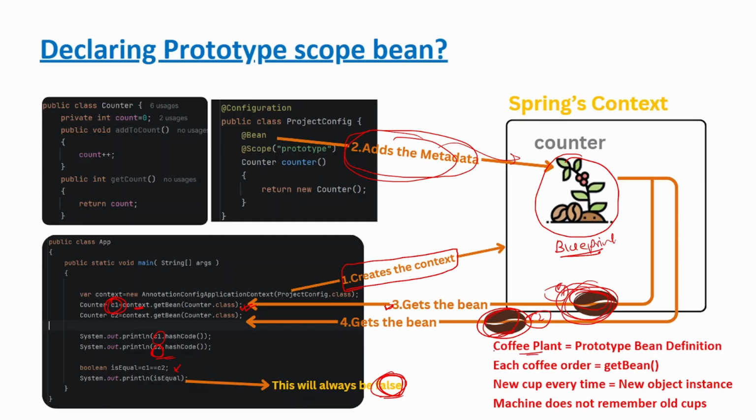So this coffee plant is like the bean metadata or blueprint for the creation of the object. This order is the getBean, and every time we create a new instance, it's like a new object instance, and the machine does not remember the old cup.